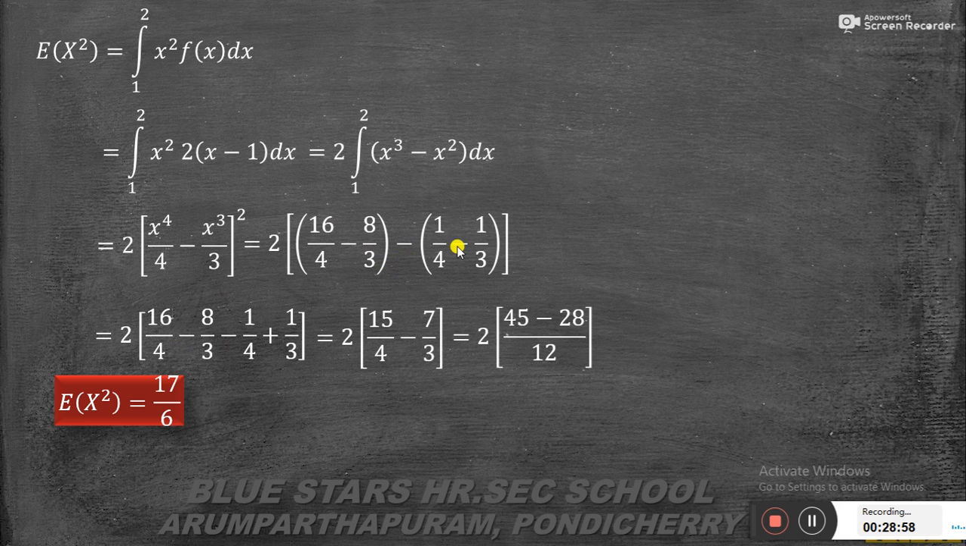I multiply the minus into the factor, so minus 1 by 4, and minus into minus gives plus 1 by 3. The next step: 16 by 4 minus 1 by 4 is 15 by 4, minus 8 by 3 plus 1 by 3, which is minus 7 by 3. Therefore, 2 times, now doing the cross multiplication: 15 times 3 is 45 minus 4 times 7 is 28, over 4 times 3 is 12. Therefore expectation of x square equals 17 by 6. This is the answer for expectation of x square, 17/6.